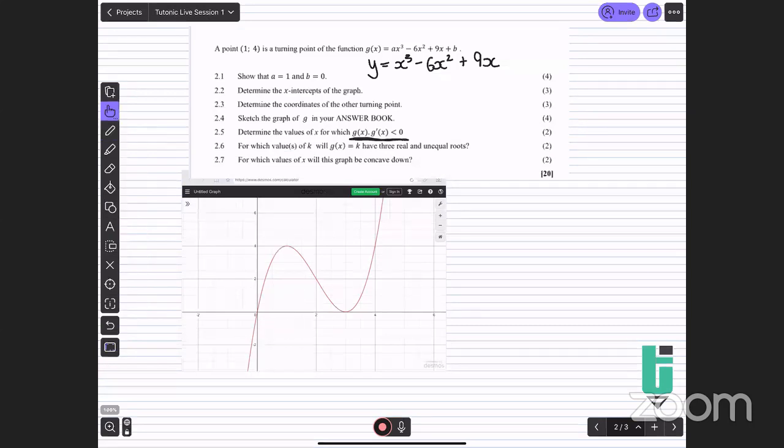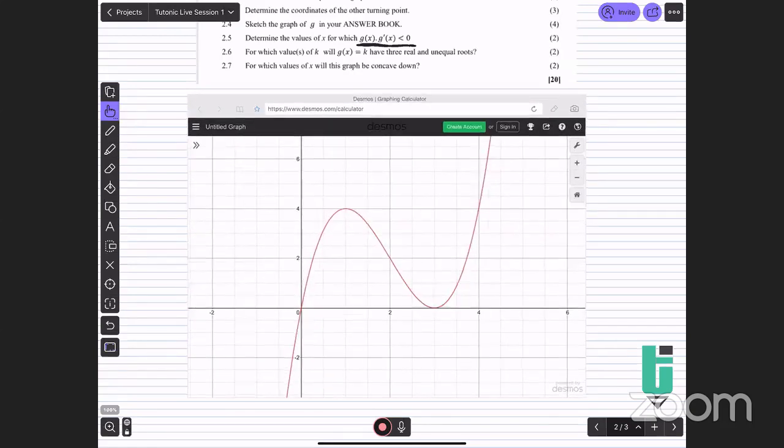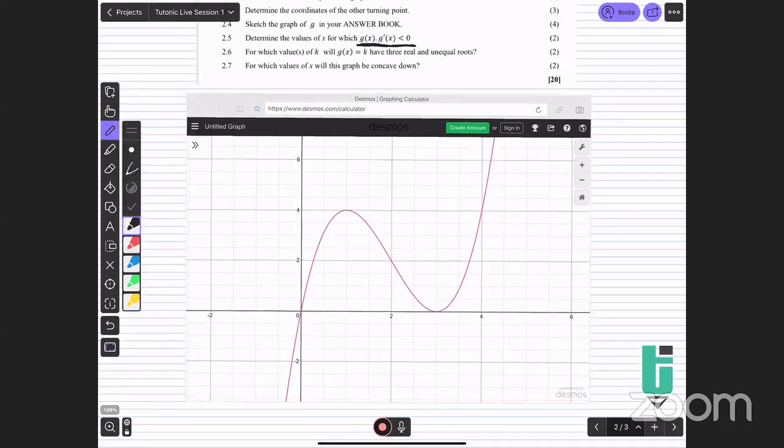So this looks like a complicated question, but I promise you it's not that bad, once you understand what the question is asking. What is g of x? G of x is the y value. Do you guys agree? Yes. It's the y value. And what is g dash x? The derivative. So they're basically saying to you, which values of x do I choose such that when I multiply the y value of the function with its derivative, I will get a negative answer?